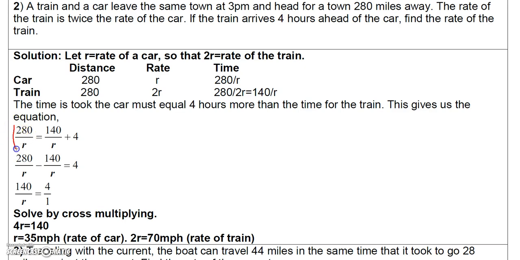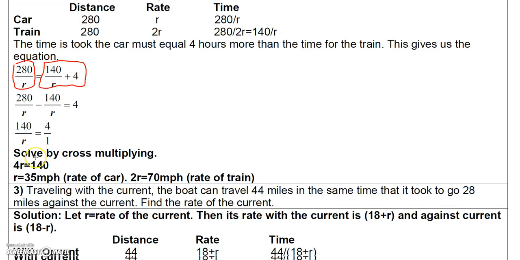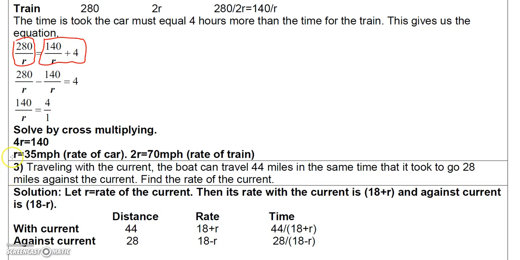we put the time for the car here, and we set it equal to the time for the train plus 4 hours. Now we've got, these are like denominators, so I can actually move this across and subtract it from this. So I have 280 over R minus 140 over R equals 140 over R. And so I can write 140 over R equals 4 over 1, and then I can cross multiply and get 4R equals 140, and then divide by 4 and get 35. So the rate of the car is 35 miles per hour, and since the rate of the train is twice that, the rate of the train is 70 miles per hour.